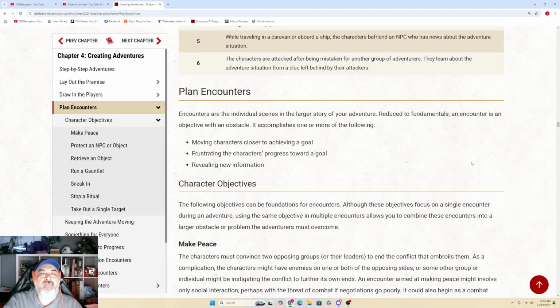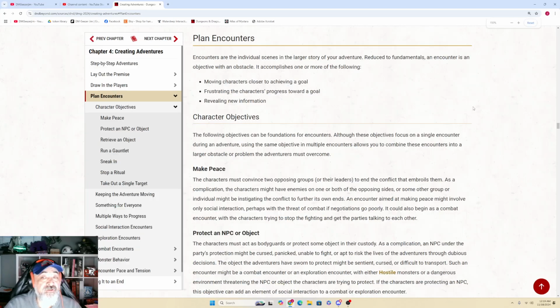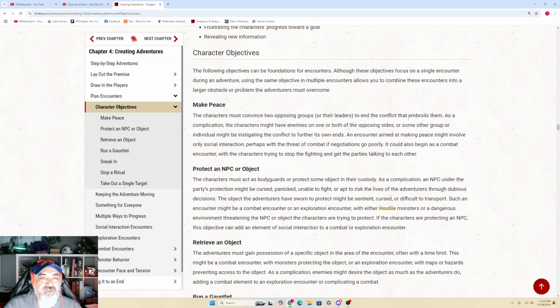Chapter 4, Plan Encounters. Encounters are the individual scenes in the larger story of your adventure. Reduced to fundamentals, an encounter is an objective with an obstacle. It accomplishes one or more of the following: moving characters closer to achieving a goal, frustrating the character's progress towards a goal, or revealing new information. Character objectives. The following objectives can be foundations for encounters. Although these objectives focus on a single encounter during an adventure, using the same objective in multiple encounters allows you to combine these encounters into a larger obstacle or problem that the adventurers must overcome.